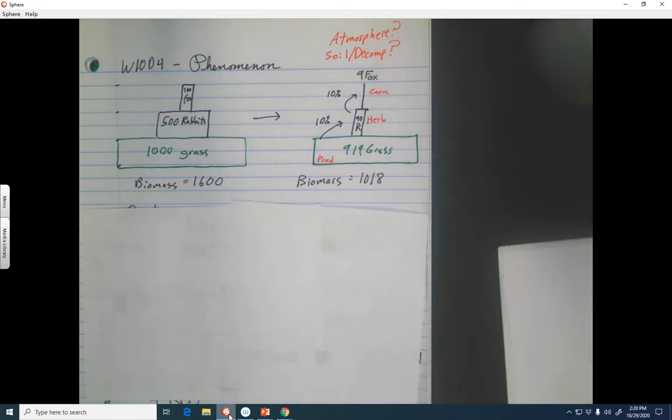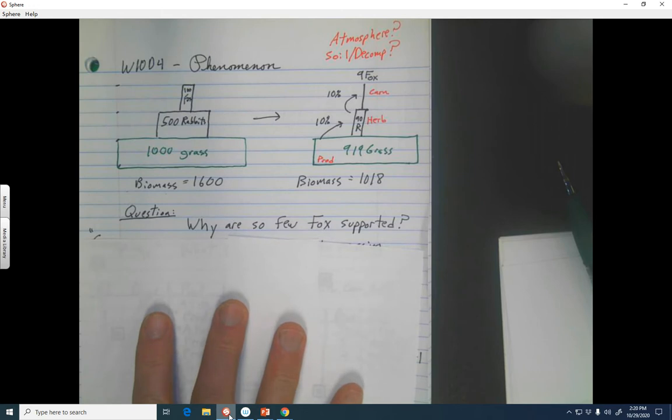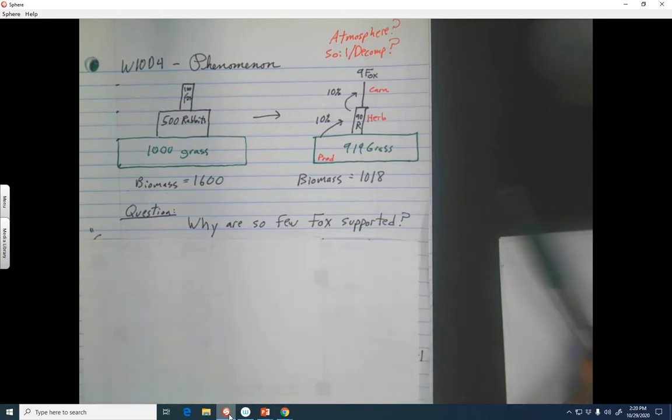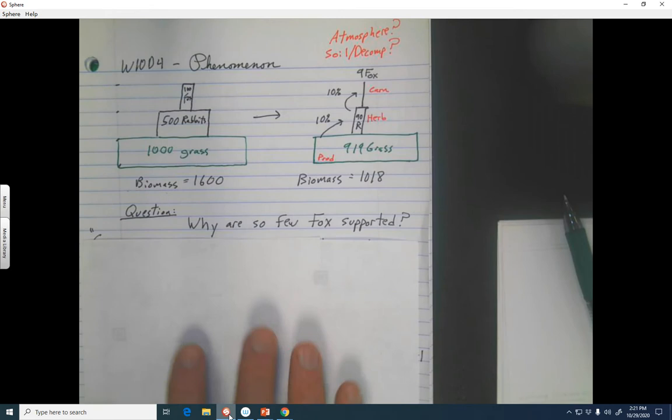We get this pattern over and over again, and so we ask the students to develop some questions. The other pattern that we notice is that our biomass decreased from 1,600 to 1,000 and 1,800. So the big questions were, why are so few fox supported? When we look at our pyramid, we can only support 9 no matter what. Seems like that's the highest we can ever get. Why can't we get more?